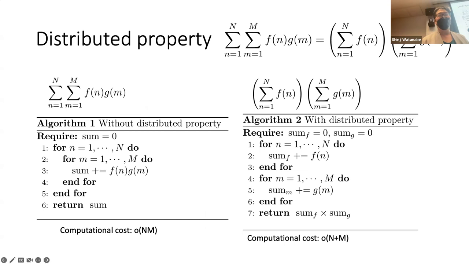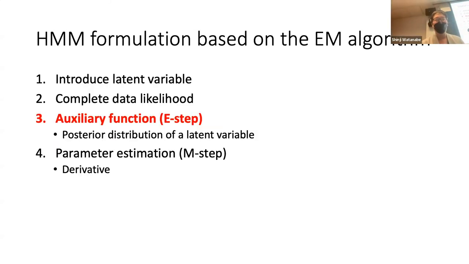By the way, for the summation over the sequence, without the distributive property, this for loop becomes nested, and then the computation becomes exponential, right? But by using some trick, we can find some kind of distributive property, and then the computation order becomes linear. So this is a trick. Please remember that.